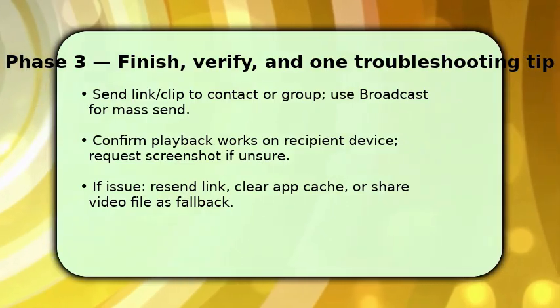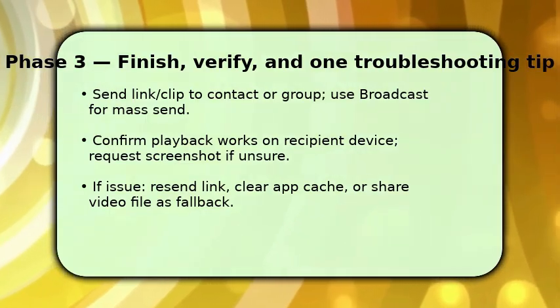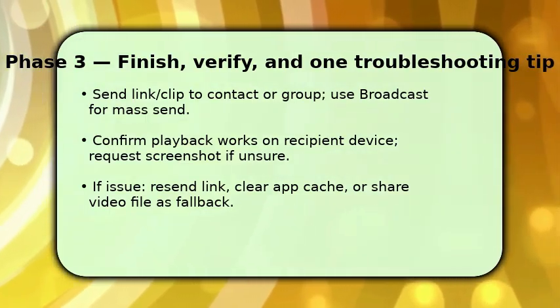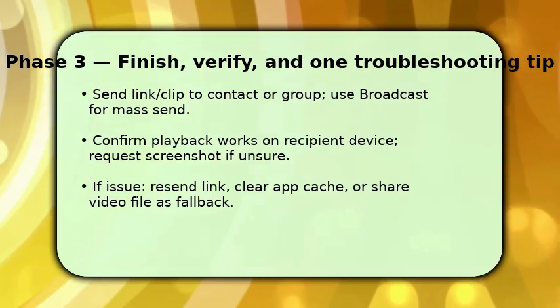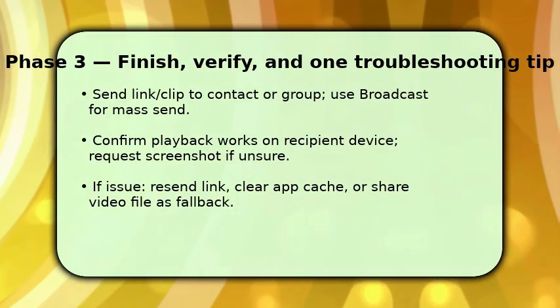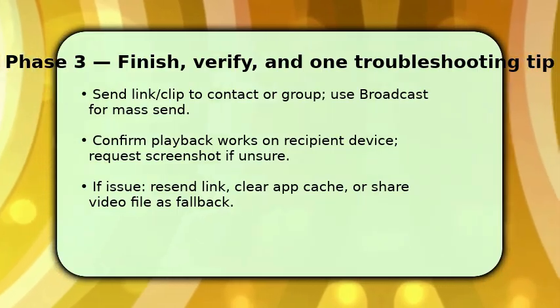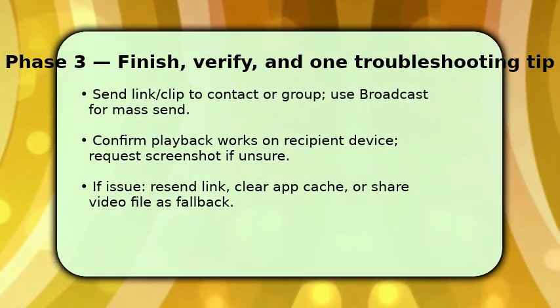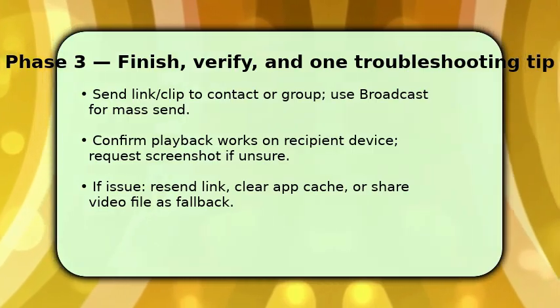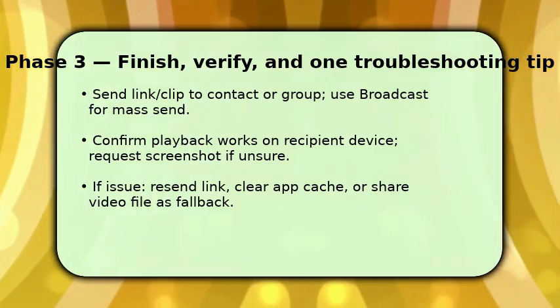If playback fails, resend the copied link or use export to save the clip and send as a file. That avoids streaming restrictions. Make sure to clear app cache or update apps if problems persist. One key troubleshooting tip: if a link preview fails, paste the URL again or toggle network connection to refresh the preview.